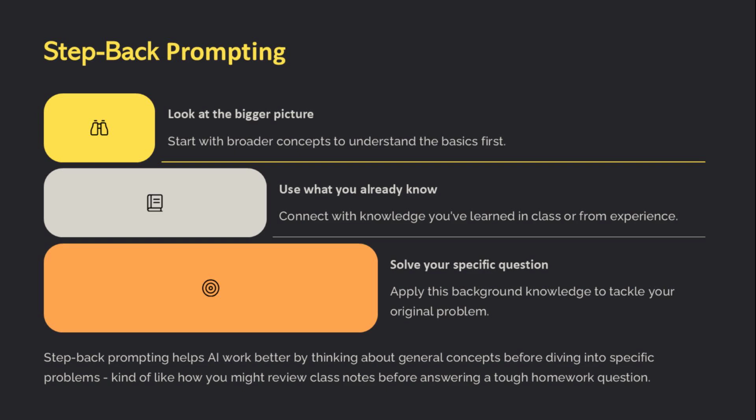Step-back prompting is a technique that helps AI models work better by starting with broader concepts and background knowledge before diving into a specific problem. The key steps are: 1. Look at the bigger picture and understand the fundamental principles. 2. Connect the problem to relevant knowledge you already have. And 3. Apply that background to tackle the original specific question.